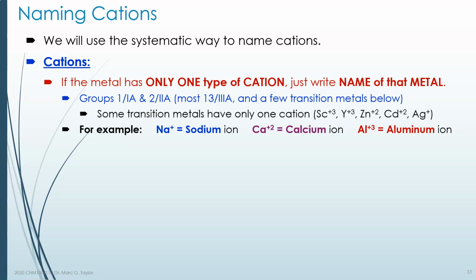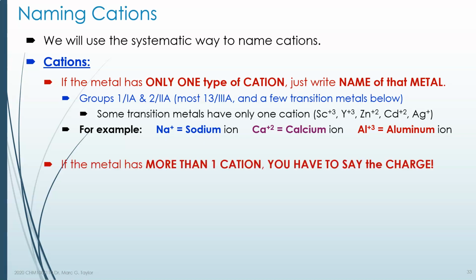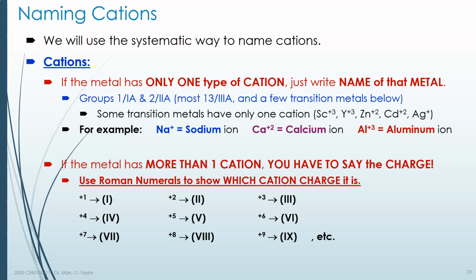If there are any unusual compounds, which wouldn't be covered in this course, we would actually have to say what they are. If the metal has more than one cation, then you have to tell the person what the cation is. The way we do that is with Roman numerals. So it's important you know your Roman numerals.